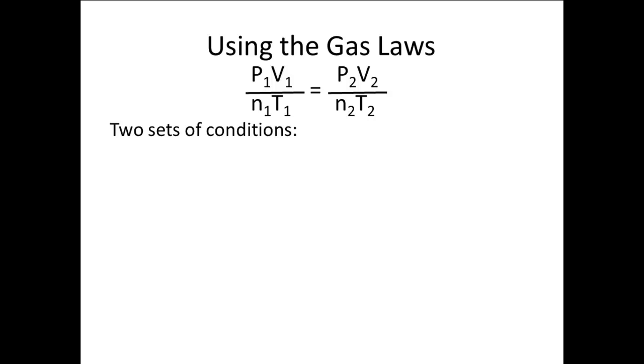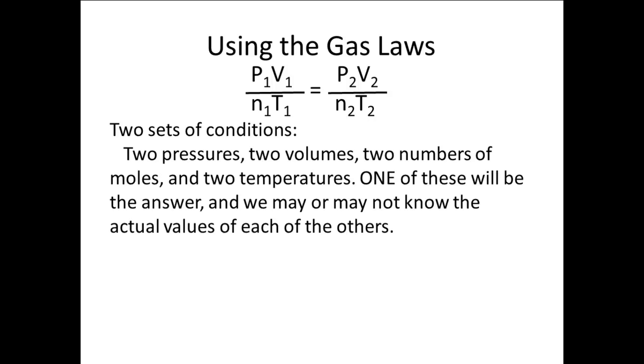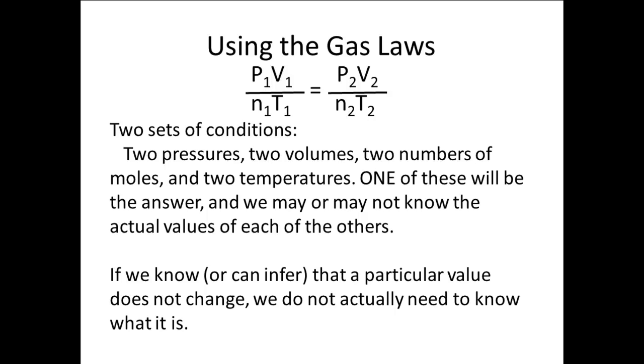Two sets of conditions means that we have two pressures, two volumes, two numbers of moles, and two temperatures. One of these 8 is the answer, and we might know the values of the other 7, or we might not know them all. If we know or can figure out that a quantity does not change, we do not need to know what it actually is, because the constant value can be canceled out of the equation.